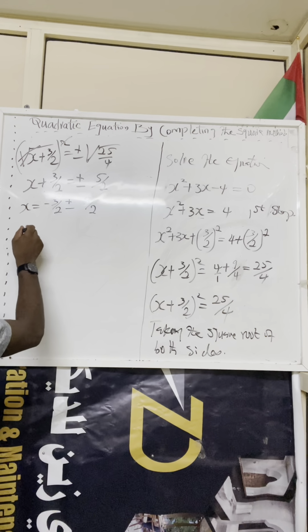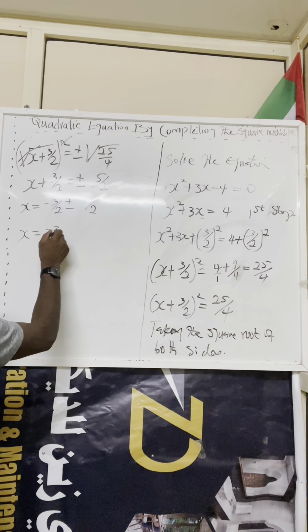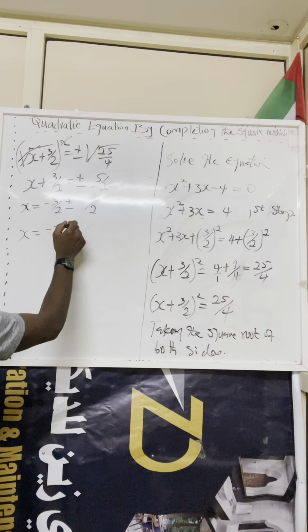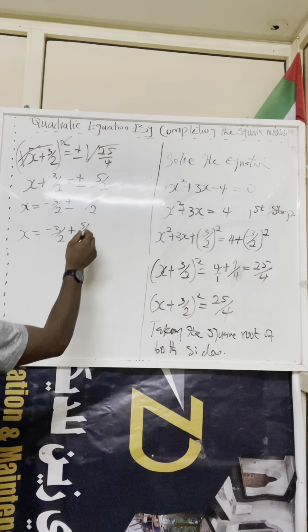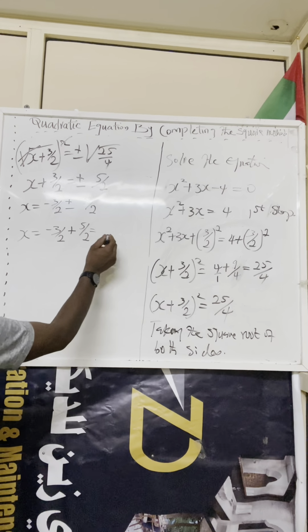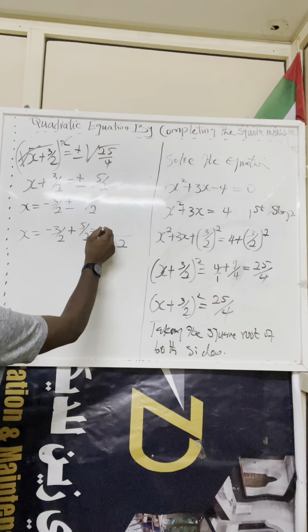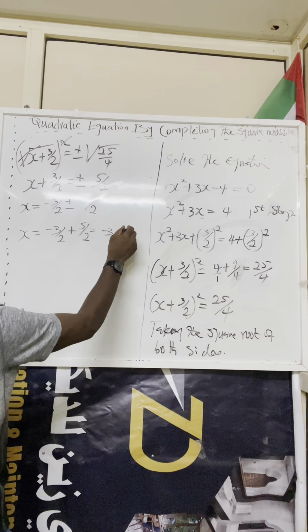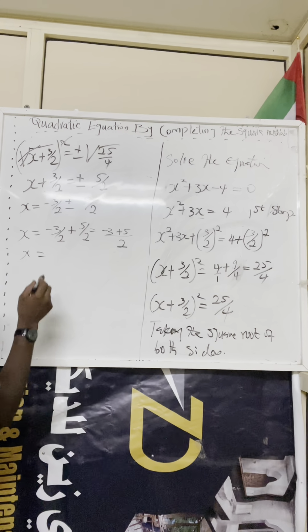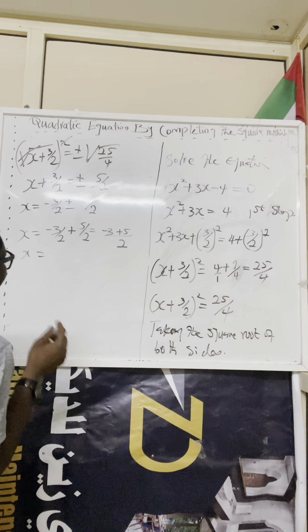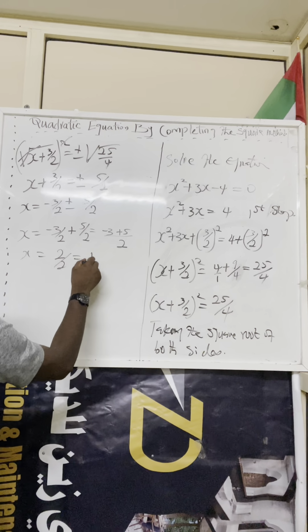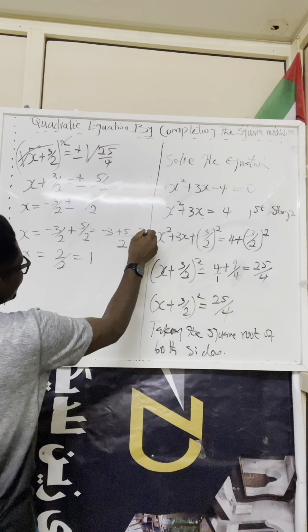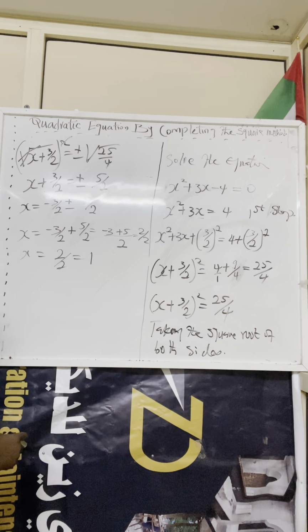So x equals minus 3 over 2, taking plus first, plus 5 over 2. Let's simplify this. Since they have a common denominator, it becomes minus 3 plus 5 over 2. Minus 3 plus 5 gives me 2, so x equals 2 over 2, which equals 1.